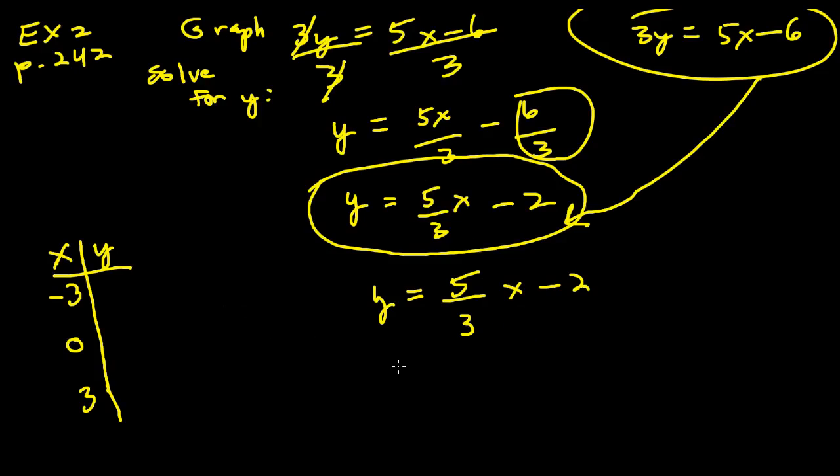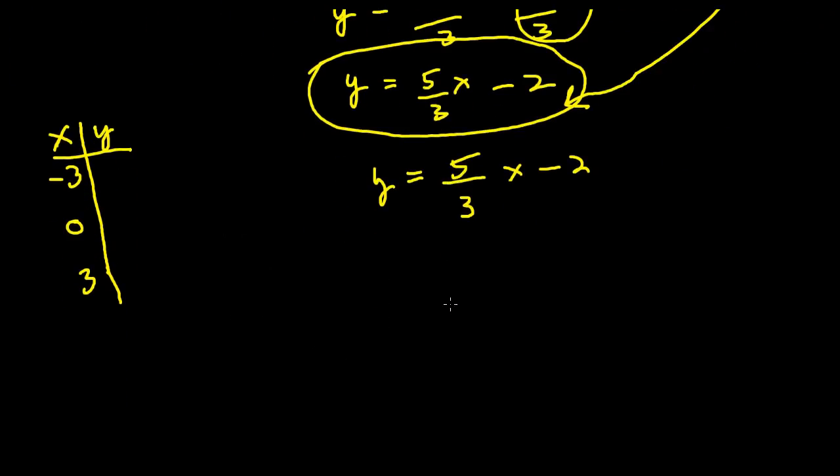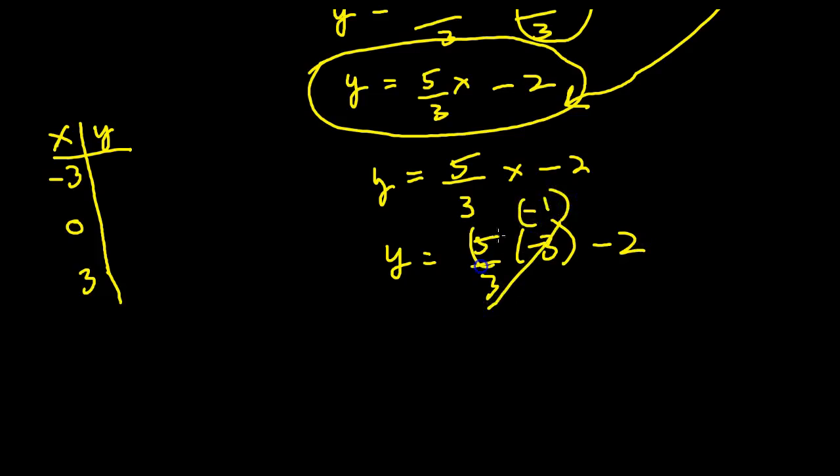All right, so what I'll do is generate my table of values. First, I'll plug in minus 3. Well, if x is minus 3, I'll say y equals 5/3 times minus 3 minus 2. 3 cross cancels into minus 3 negative 1 times, and 5 times negative 1 is negative 5. So I'll have no fraction anymore, and that's the first slot on the right. And minus 5 minus 2 is, of course, negative 7. So when x is minus 3, y equals negative 7.